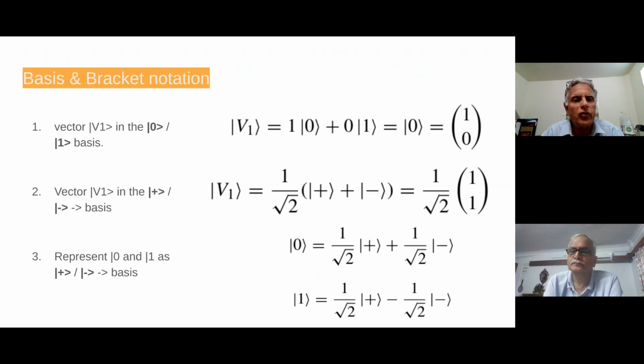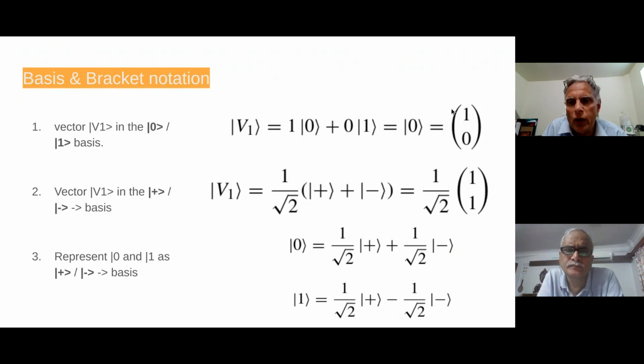That brings us to the next. If we talk about basis and bracket notation, we always think of a vector, and that vector has a basis. In the case of vector v1, represented in basis 0 and 1, ket v1 equals 1 times ket0 plus 0 times ket1, which is 1 and 0.